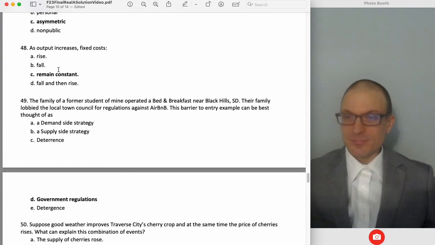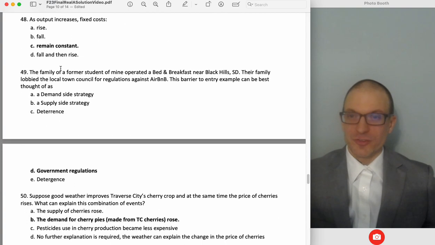So as output increases, fixed costs stay constant. Average fixed costs would fall, but fixed costs stay the same, right? This is like the factory space, or for my cookie factory example, the storefront, the mixer, ovens, and so on and so forth. Doesn't matter if you're producing one batch or a million, your fixed costs of acquiring those things are the same.